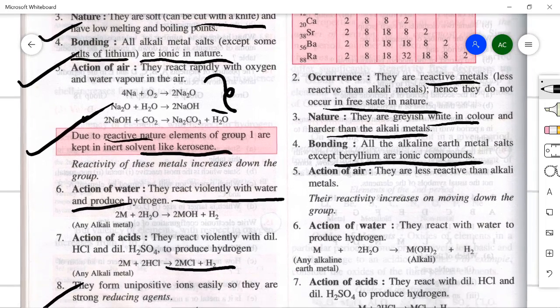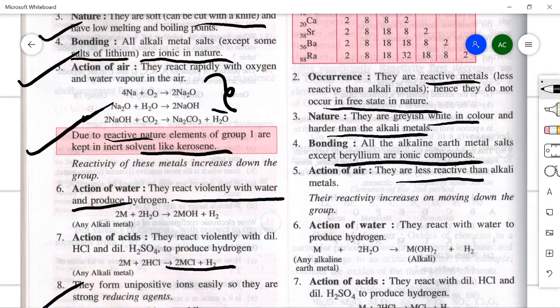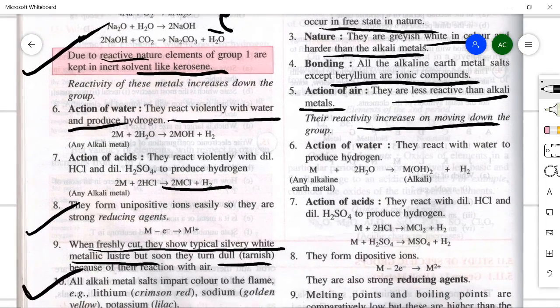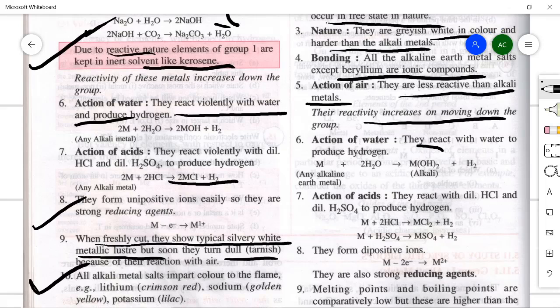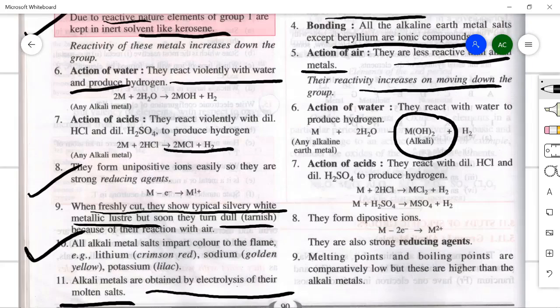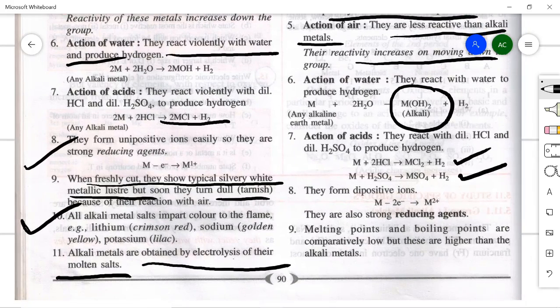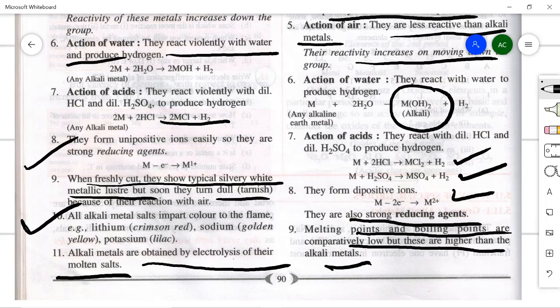There, lithium was the exception with some compounds; here it is beryllium. They are less reactive than alkali metals, so they do not react suddenly with air. Their reactivity increases moving down the group, similarly to the alkali metals. With water they also form hydroxide, but the formula will be M(OH)2. With acids they form hydrogen, similarly. They are also reducing agents. They form dipositive ions, whereas alkali metals form unipositive ions. Melting and boiling points are generally low, but if you compare with alkali metals, they are higher.